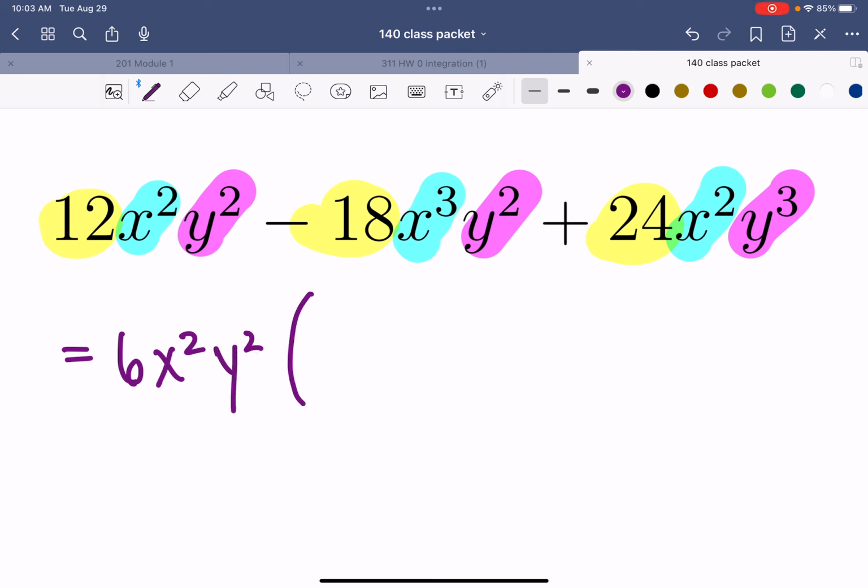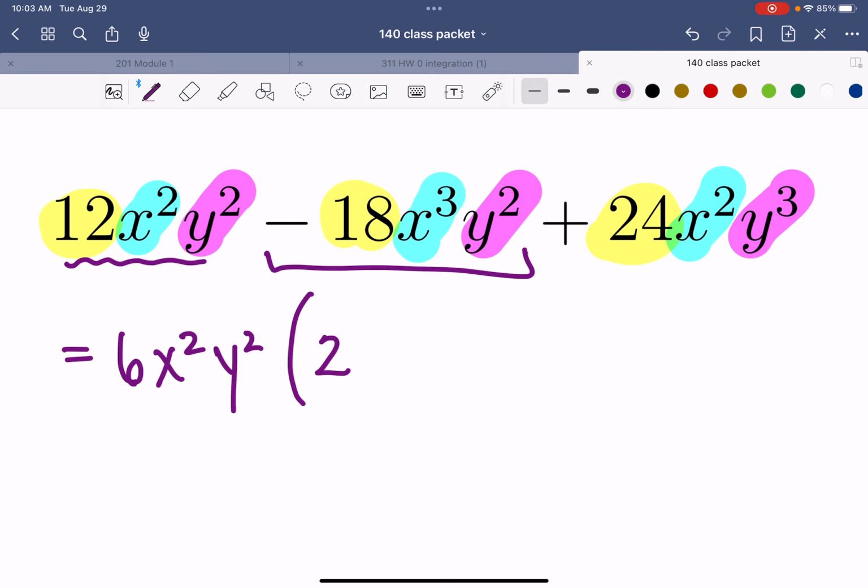Now, what's left? So if I look at this first term, the 12x squared y squared, and I take out the 6 from the 12, there's a 2 left, right? Because 6 times 2 is 12. I have 2 x's and I pulled out 2 x's, so there's no x's left. There were 2 y's and I took out 2 y's, and so there are no y's left. So it's just 2. Okay. If we go to the next term, that's this one.